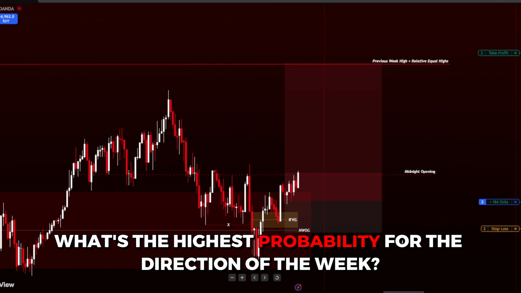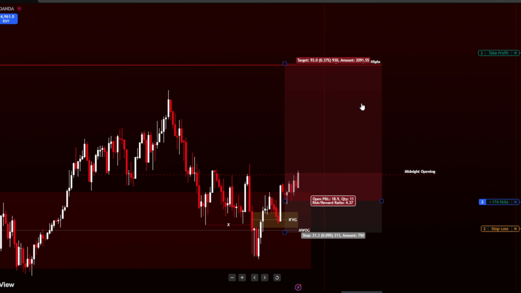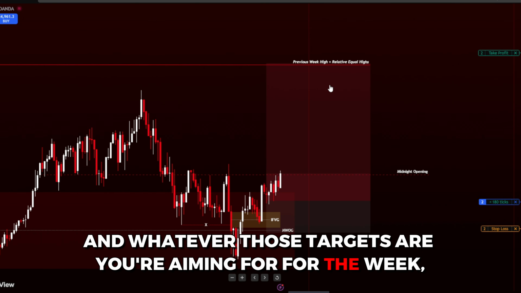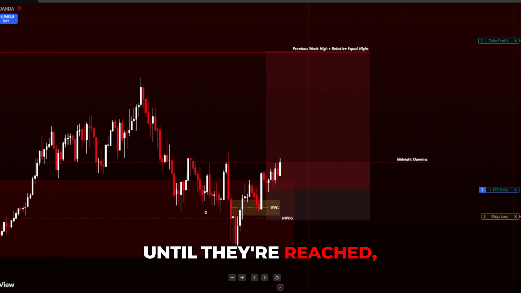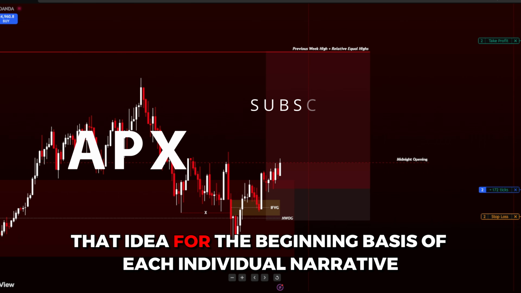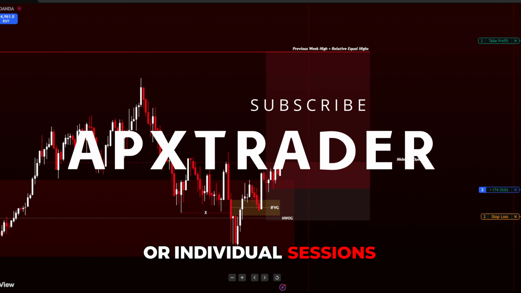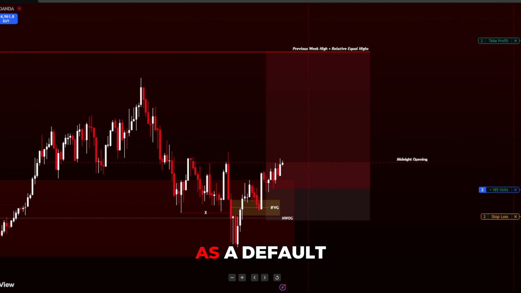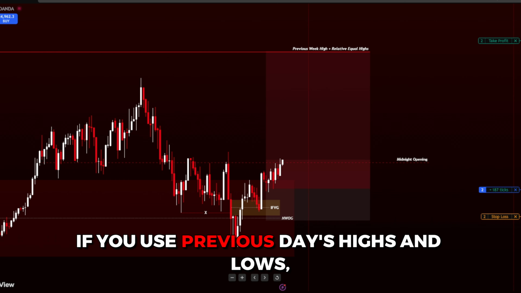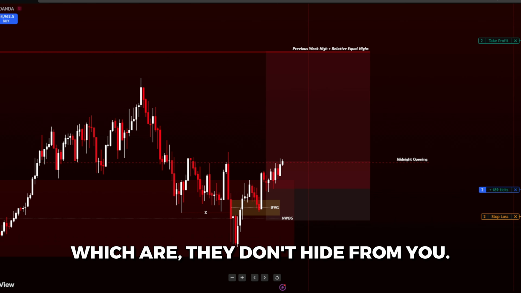What's the highest probability for the direction of the week? And whatever those targets are you're aiming for the week, until they're met, until they're reached, you stay with that idea for the beginning basis of each individual narrative, for individual sessions, and daily bias as a default because of that. If you use previous day's highs and lows, which they don't hide from you.